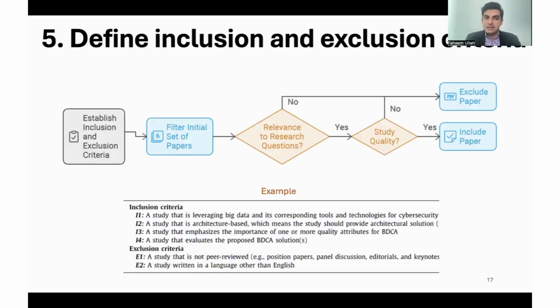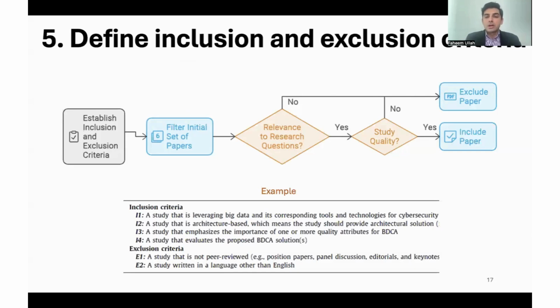Step 5 is to define inclusion and exclusion criteria. Again, this part is important because you need to be clear about what is going to be part of your review and what is not. In other terms, which papers are going to become part of your literature review and which are not.